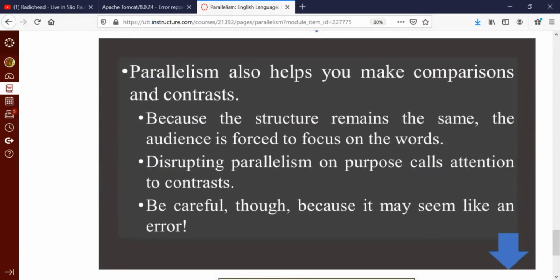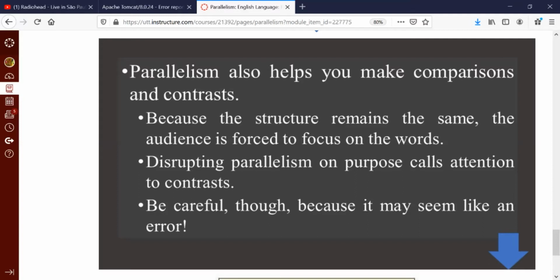So when we do a parallel structure, it helps us to compare and contrast because the structure is so similar. The audience is forced to look at the words. So they focus on the words. The words stand out because everything else is so similar.